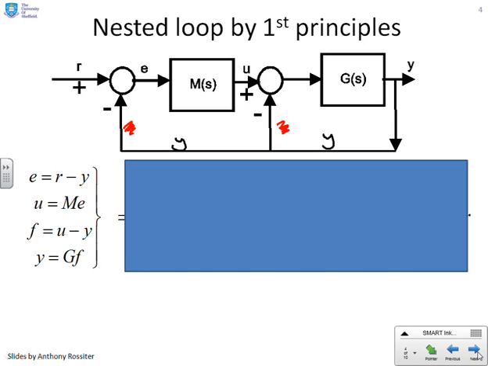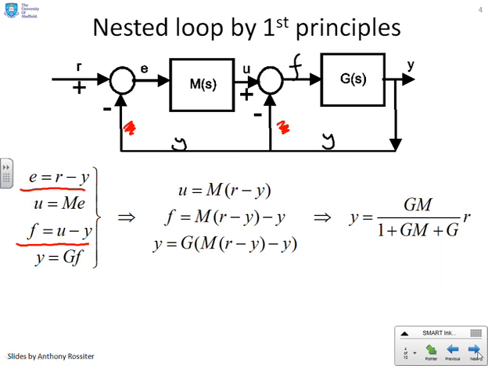So let's look at the long-winded method which we started with when doing block diagrams. We write down the equations at every summing junction and around every block. We've got E equals R minus Y, that's the first summing junction, and F equals U minus Y, that's the second summing junction. I'll put down F there so you can see where it is. Then you've got the two blocks, U equals ME and Y equals GF. Now all I need to do is solve these four equations as simultaneous ones.